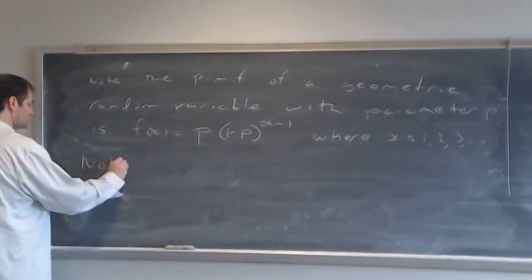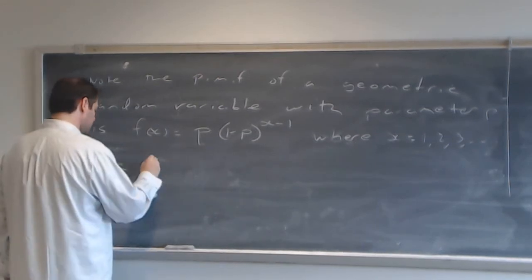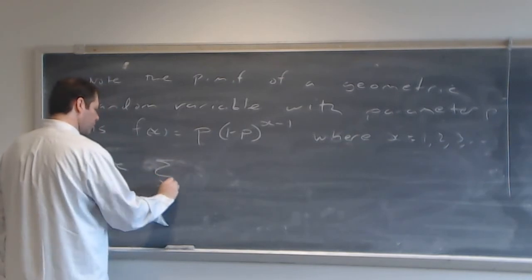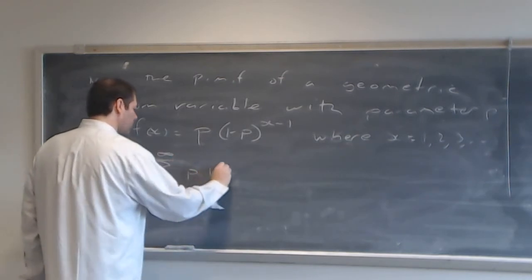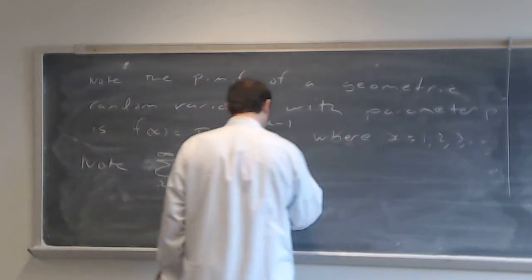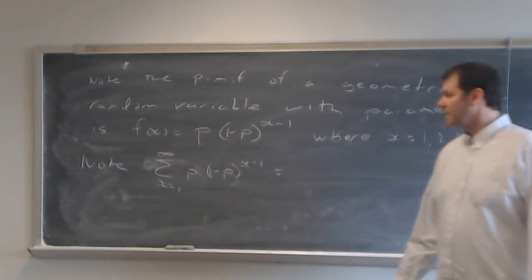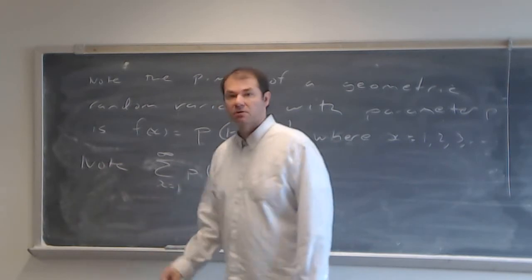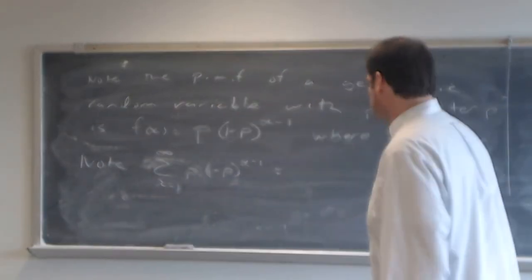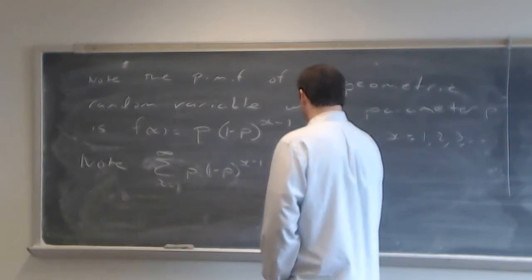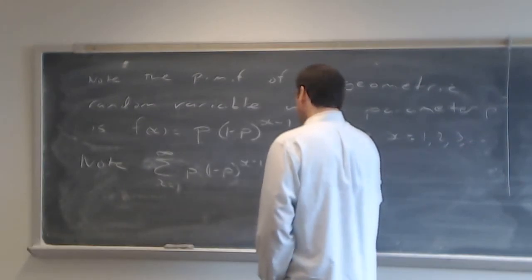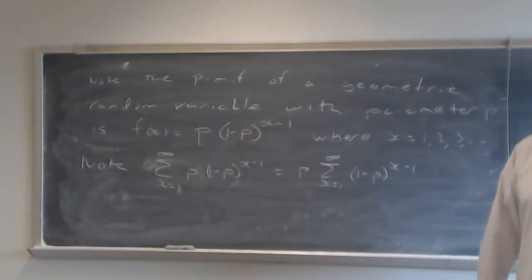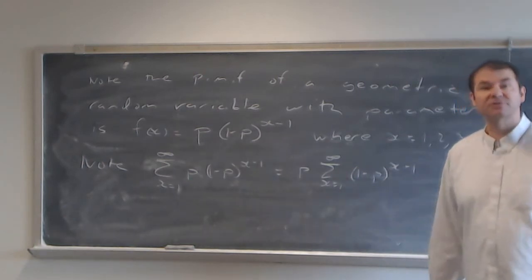Let's note the sum as x runs from 1 to infinity of p times (1 minus p) to the x minus 1. We're summing up the PMF over all its output values, and we know what the answer should be. It should be 1, but let's make sure. I'm going to factor out p because it doesn't depend on x. The name of this type of random variable is geometric, and the reason is that this sum is a geometric series.